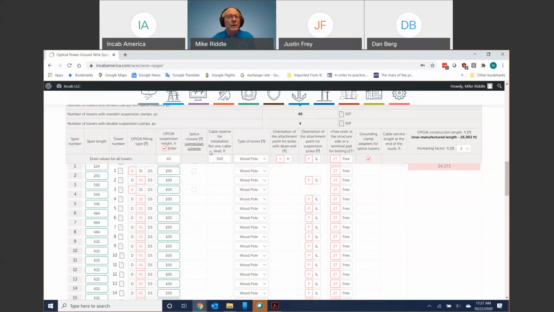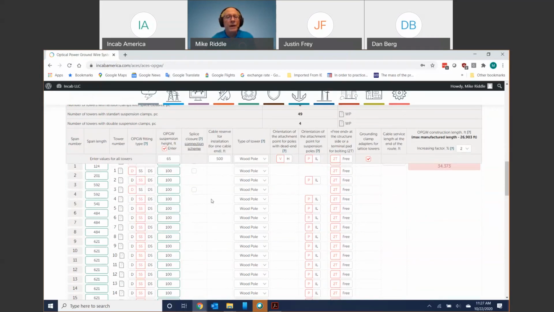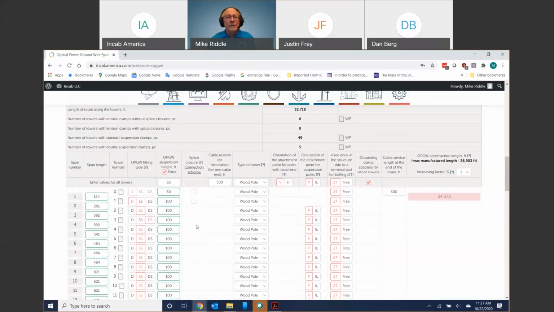So to keep going, here is that fitting type, that code that was put into the Excel worksheet. Now I can override that here. So I can decide, no, I don't really want to have a dead end here. I'll just do a double suspension. And then you'll see that it's removing the option to put a splice point there because there's not a dead end there anymore. Back to this in a minute.